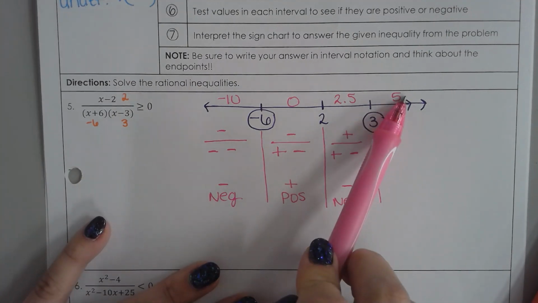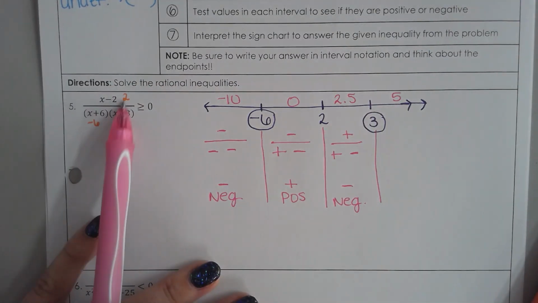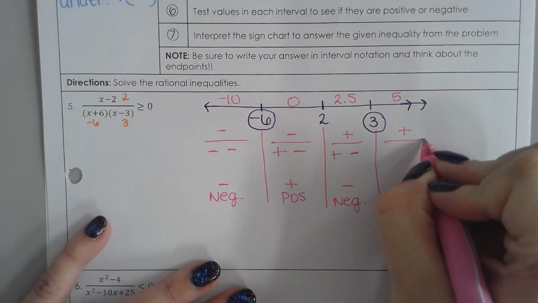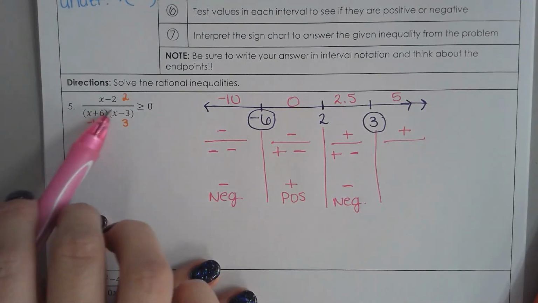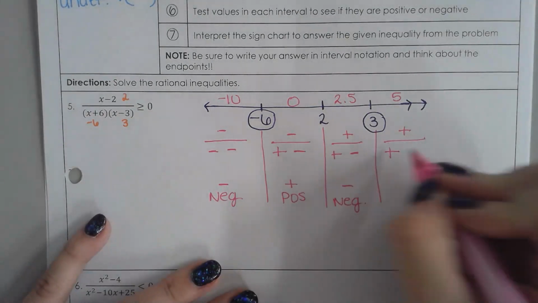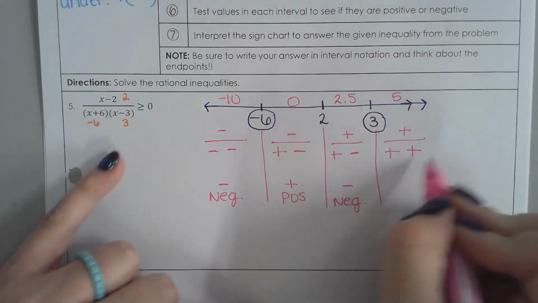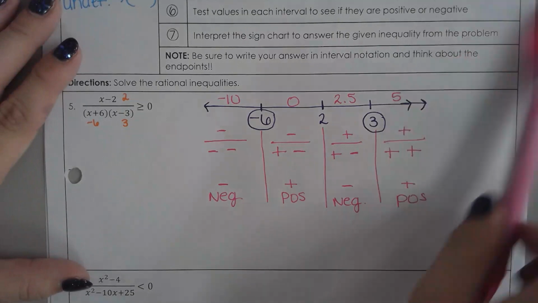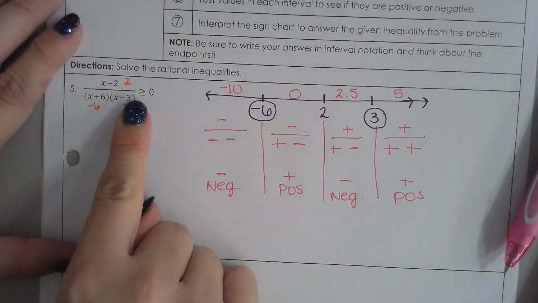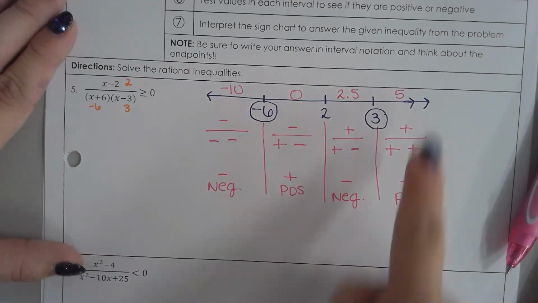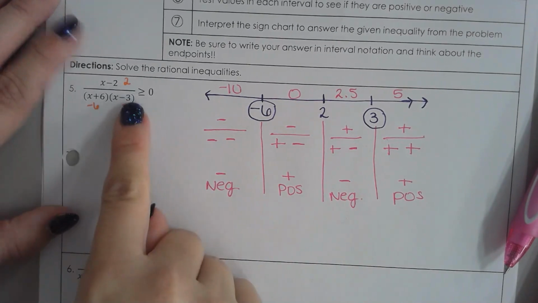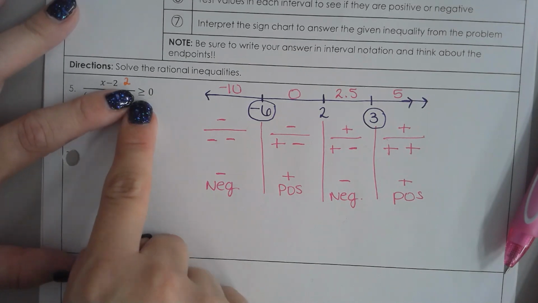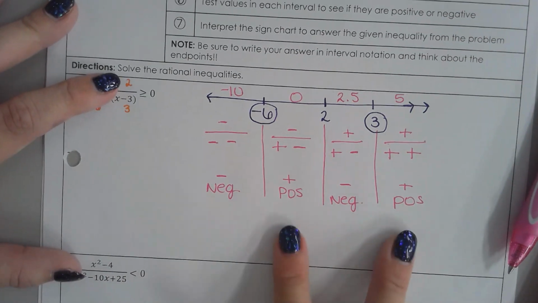If I plug in a 5, 5 minus 2 is 3, that's positive. 5 plus 6 is 11, that's positive. 5 minus 3 is positive. All that's going to give me positive. So my inequality is specifically asking for the intervals or the sections that are greater than or equal to 0. That's asking for the positive. So we've got these two.